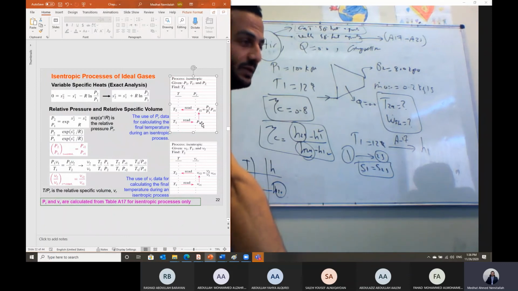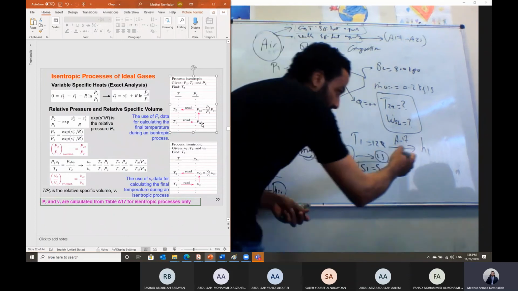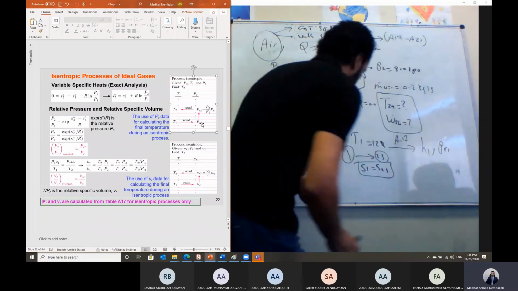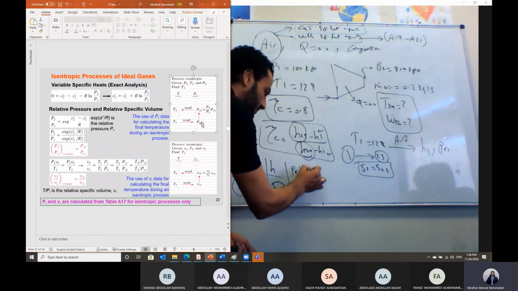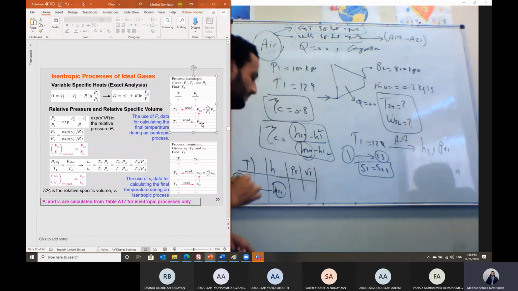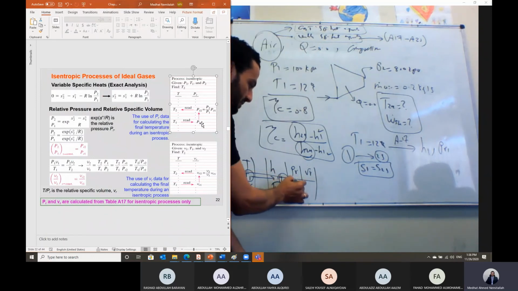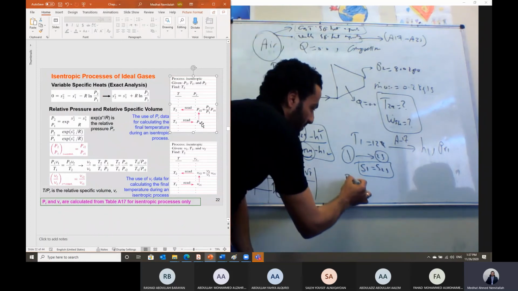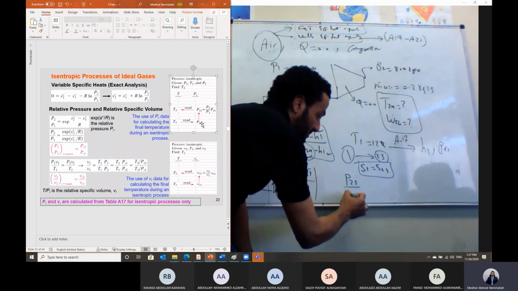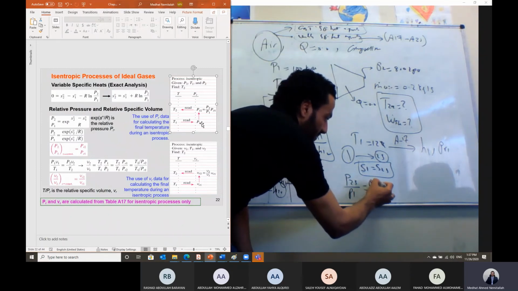At temperature T1, I will get H1, and I will get from table A17 the values here. There is P relative and V relative in this table. So at the temperature T1, I can go to the table, get the value of H1, and get the value of P relative.